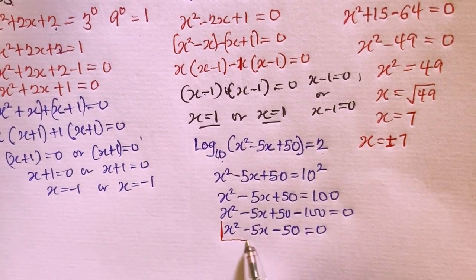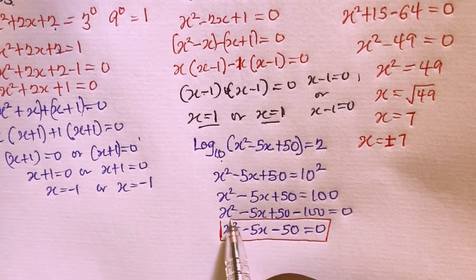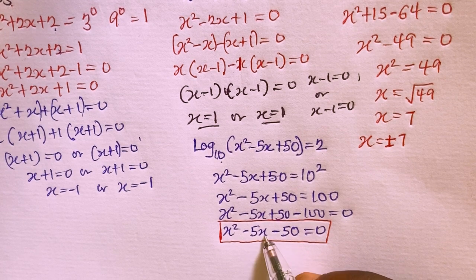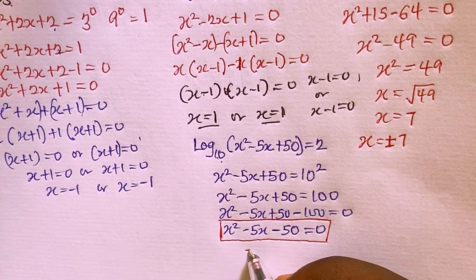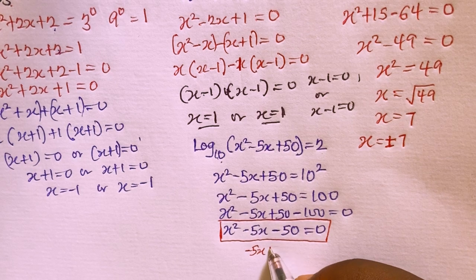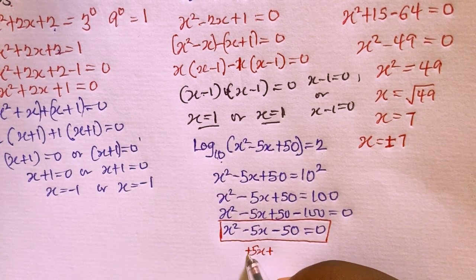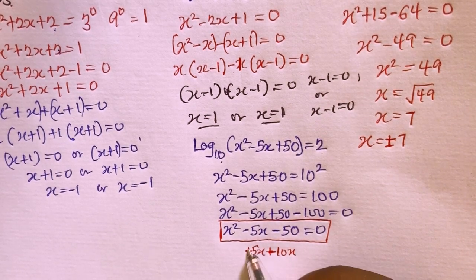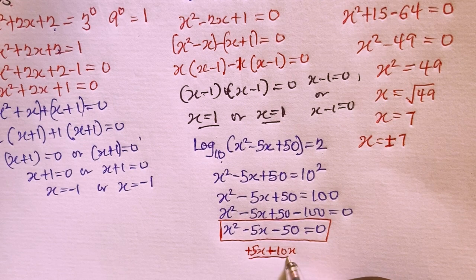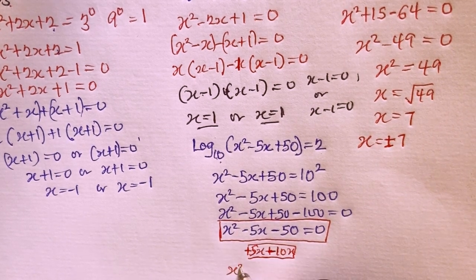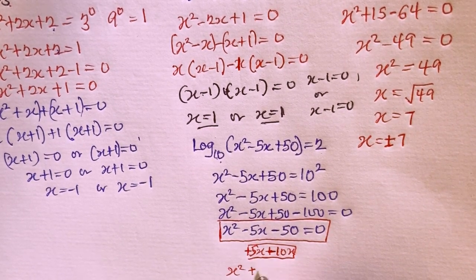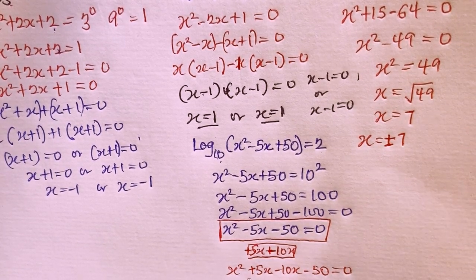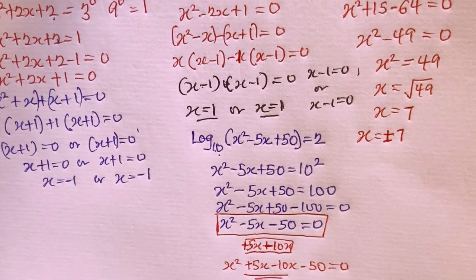So now guys, go ahead and solve this and make sure you drop your answer in the comment section below. You can use the factorization method, and in this case you are going to use plus 5x minus 10x. You are going to place it here: x squared plus 5x minus 10x minus 50 equals 0. So simply factorize this and drop your answer in the comment box below.